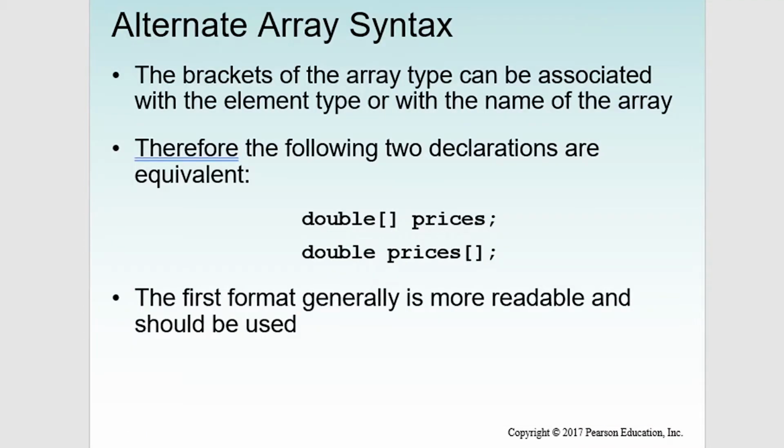Alternative array syntax. The brackets of the array type can be associated with the element type or the name of the array. Therefore, the following 2 declarations are equivalent. You have double with the array brackets right after double and then the name of the array. Then you have double, the name of the array, followed by the square brackets. The first format is generally more readable and should be used. So the accepted practice is this first one. This other way is typically not used, but either way, it does the same thing.